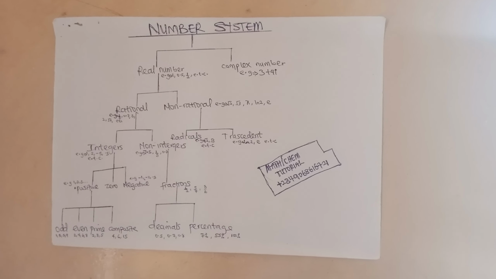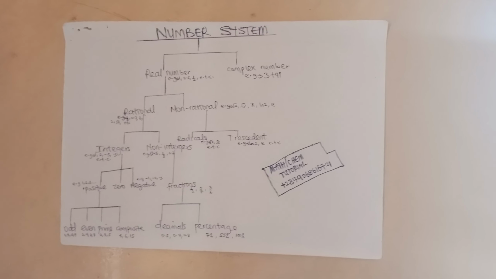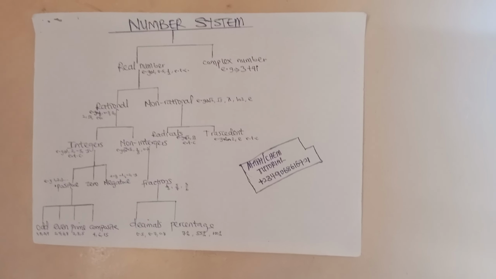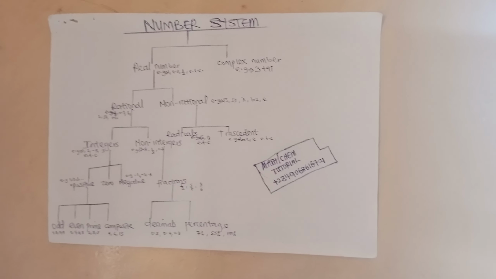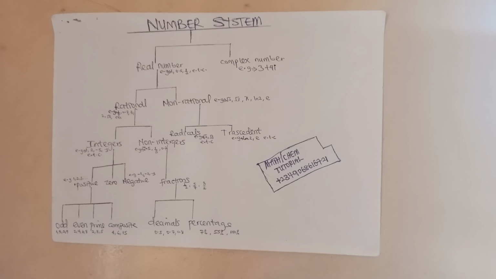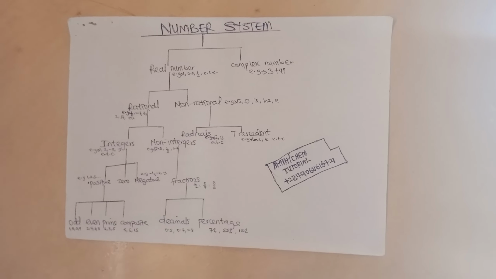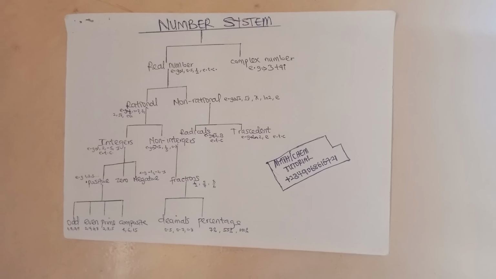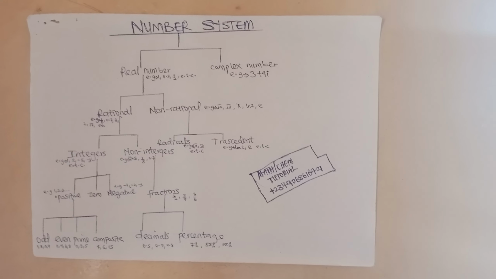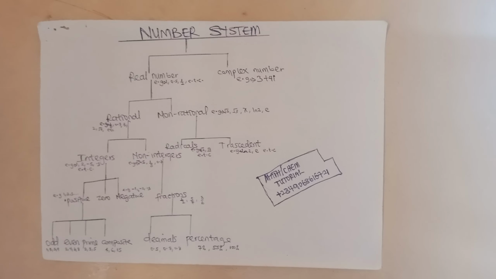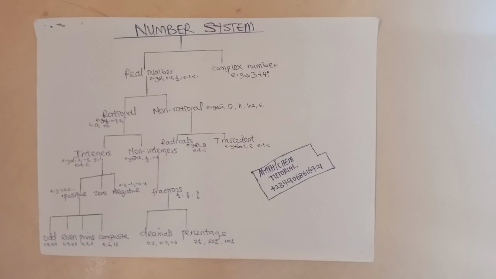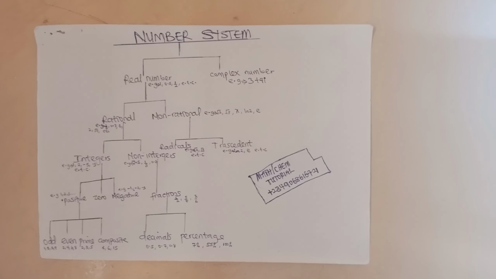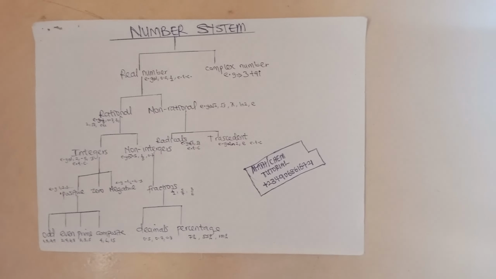Now, composite numbers are numbers that have more than 2 factors. It is just like I'm saying the opposite of prime number. You know, prime number has only 2 factors, which are 1 and itself. But composite has more than 2 factors, such as 4. Look at 4. 4 has 3 factors, which are 1, 2, and itself, which is 4. 6 also has more than 2 factors.